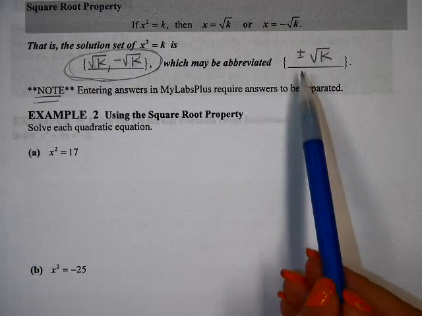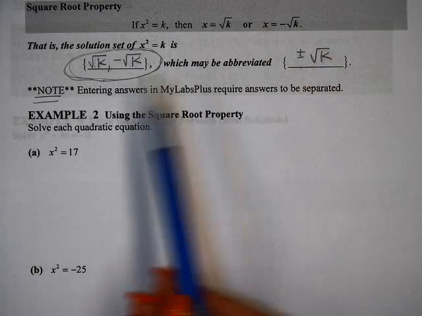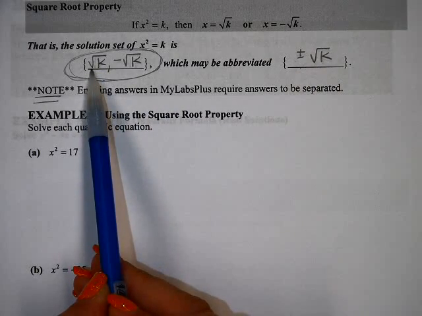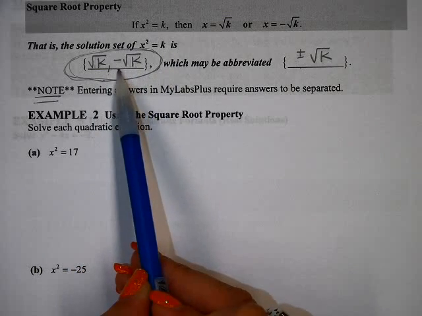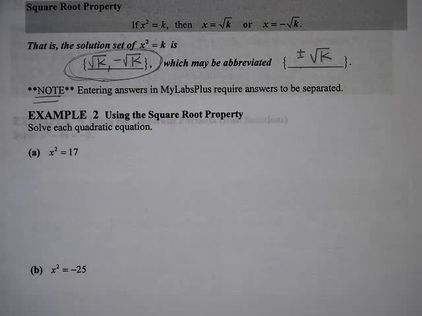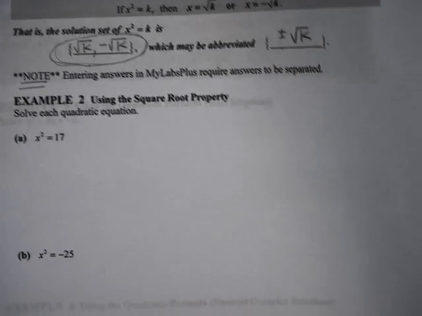So instead of writing plus or minus, you will want to separate that and write positive square root of k, comma, then your negative square root of k. So be mindful of that as you enter your answers in MyLabs Plus.